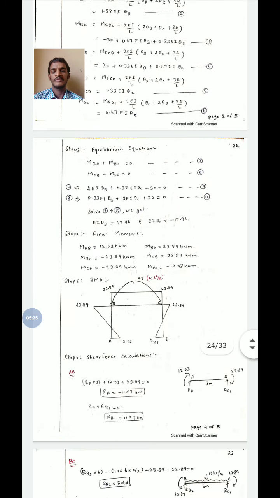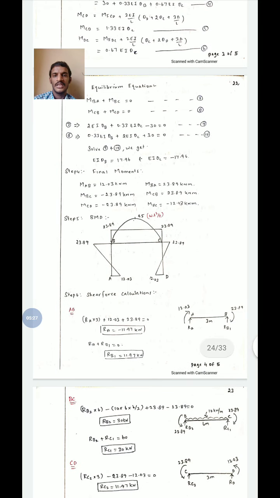Final moments for this problem: MAB is equal to 12.03 kilonewton meter, MBA 23.89, MBC minus 23.89, MCB 23.89, MCD minus 23.89, MDC minus 12.03 kilonewton meter.